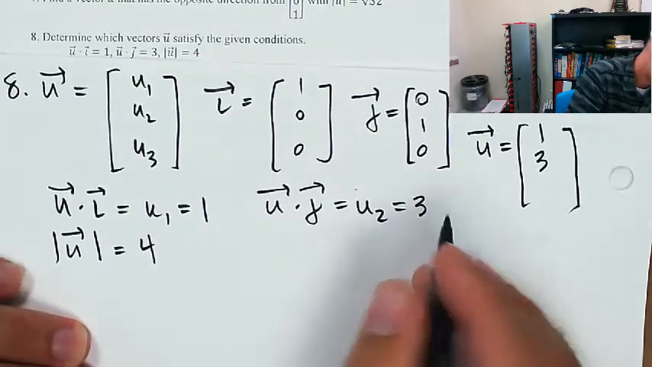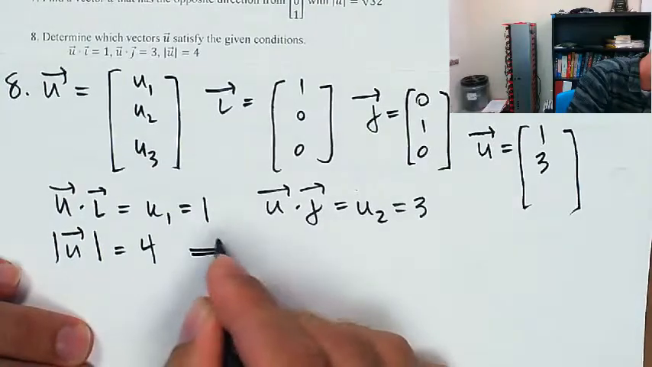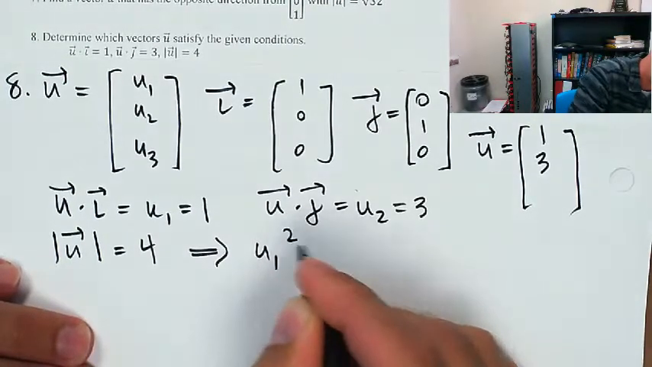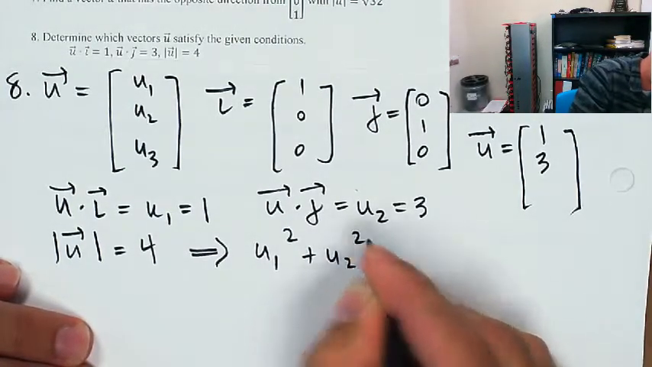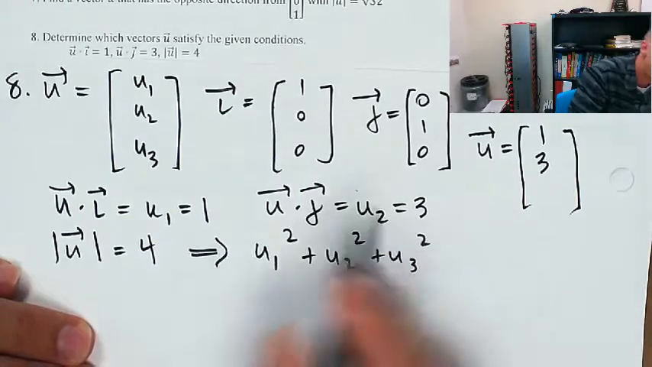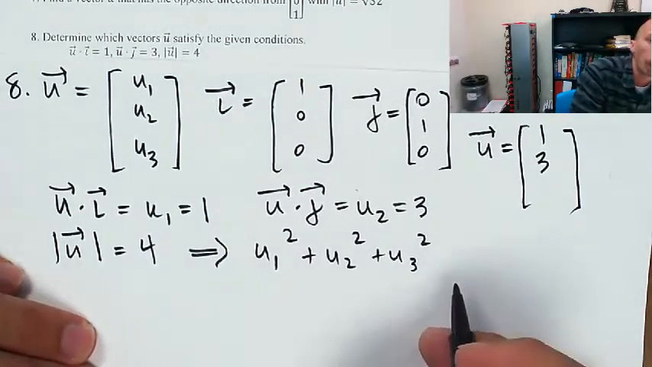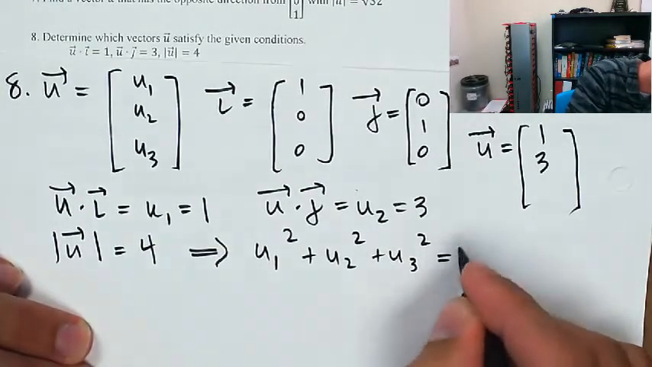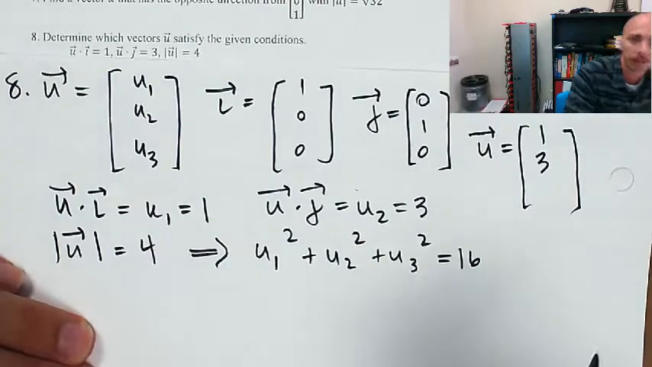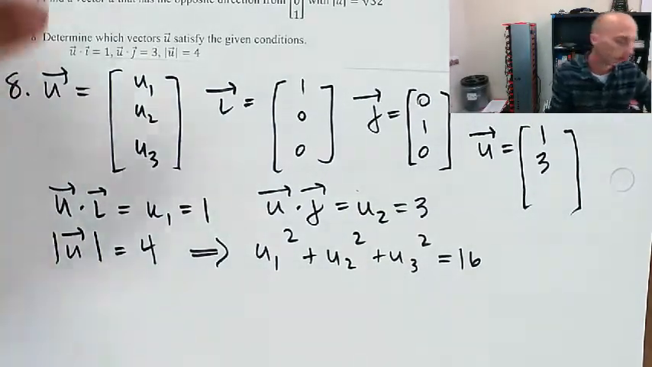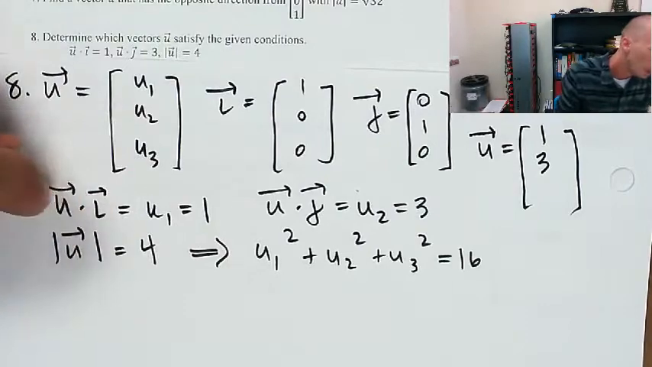Which means that U1 squared plus U3 squared, if I square rooted it, I would get 4, but I'm just going to say that if I add them all together, I'm going to get 16. Okay, because I know that I'm going to take the square root of 16 and get 4. So save yourself a little effort. I already know what U1 and U2 are.